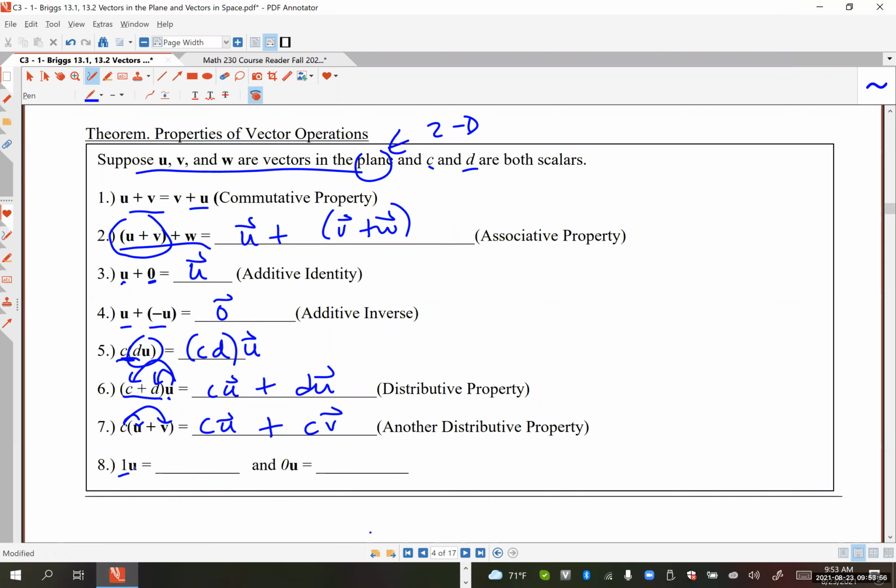If the scalar is 1 and you're doing scalar multiplication, well, 1 times anything is just the anything. That's the multiplicative identity. And 0 times a vector will be the 0 vector. So if your scalar multiplication involves the number 0, then you'll always just get the 0 vector. Not very interesting. Okay.